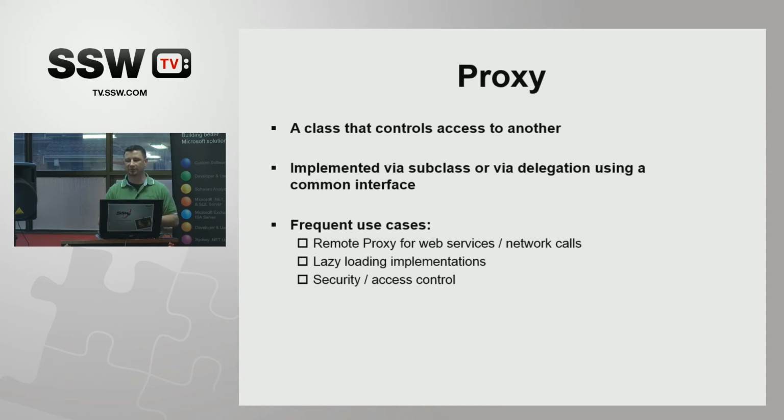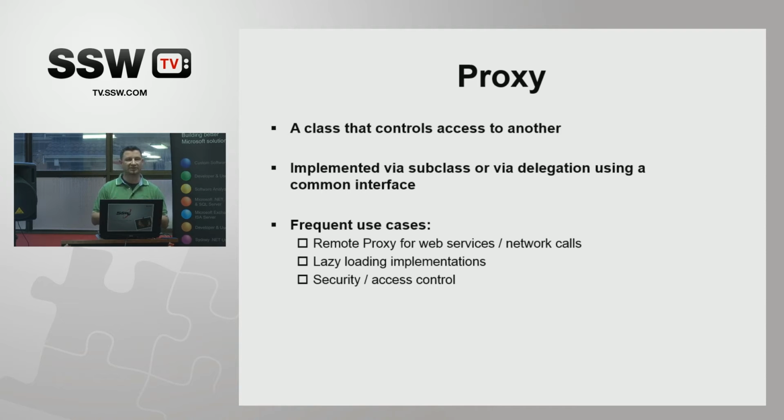Some frequent use cases for this. You can use it as a remote proxy for your web services or your network calls. So if you've ever used an ASMX web service or most of the other web service technologies out there, they'll create a proxy for you, a C# class that you can code against, and it does all the actual work of talking over the wire to your web service or your WCF service.